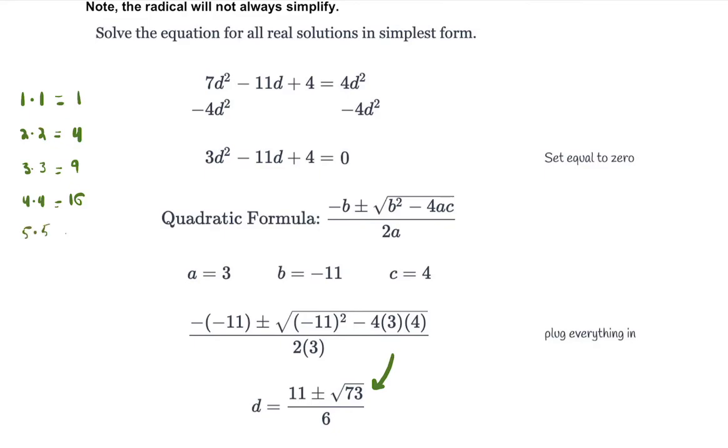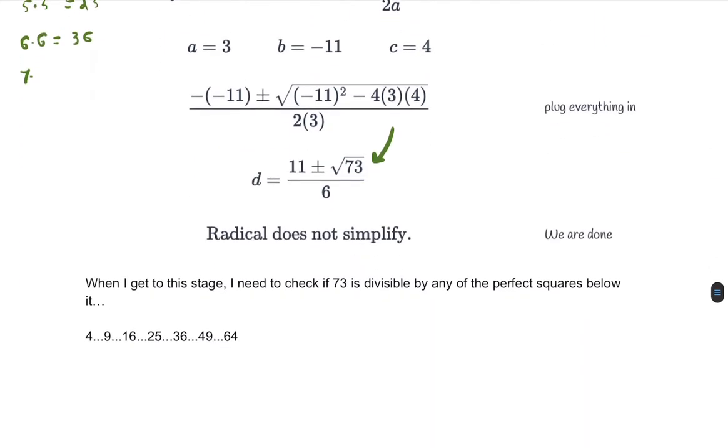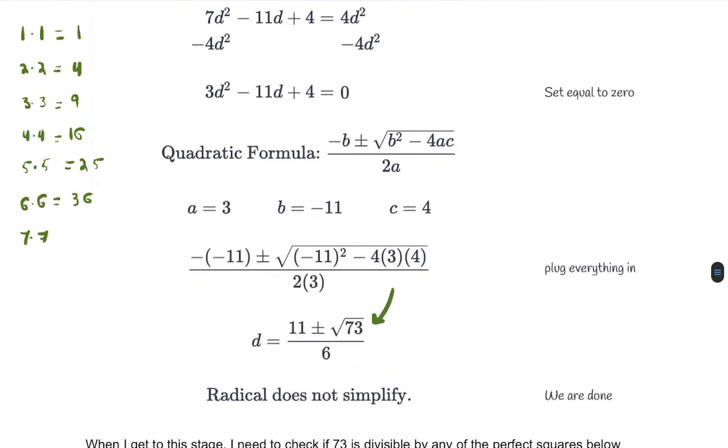Before you say, okay, I'm done with this problem, you need to think for yourself, do any of these perfect squares divide into 73? And you only have to go up to the one that's below 73. In the last case here, this would be 64. Well, 1 doesn't divide into 73. 4, 73 is an odd number, so no way. Okay, 9 I have to think about. 9 times 9 is 81. 9 times 8 is 72.